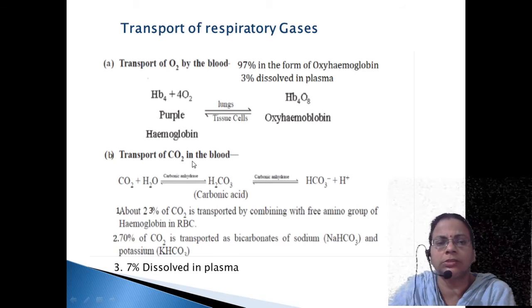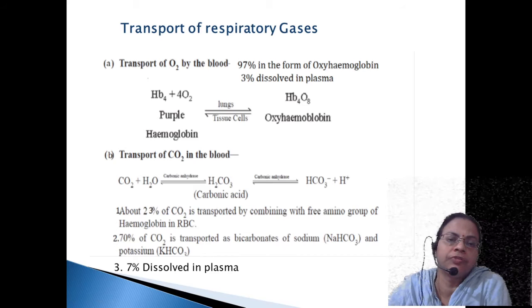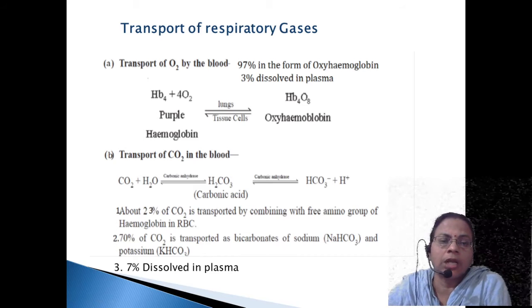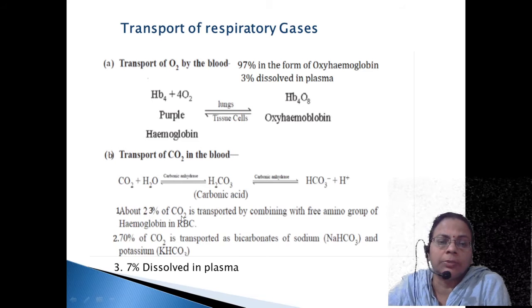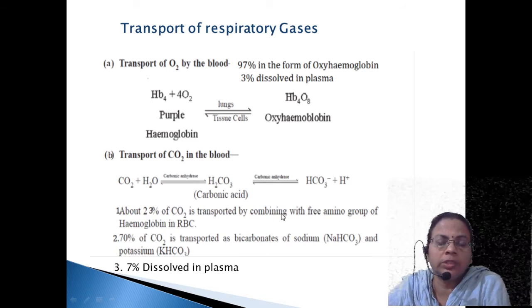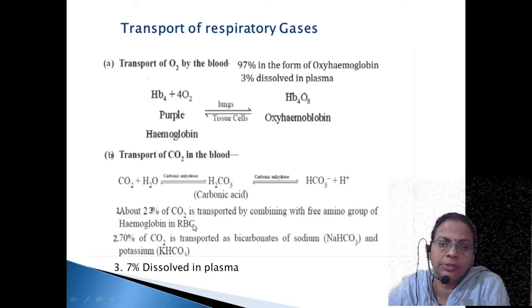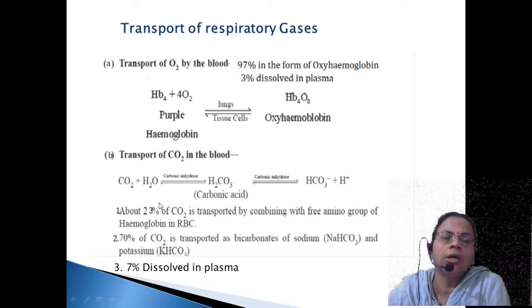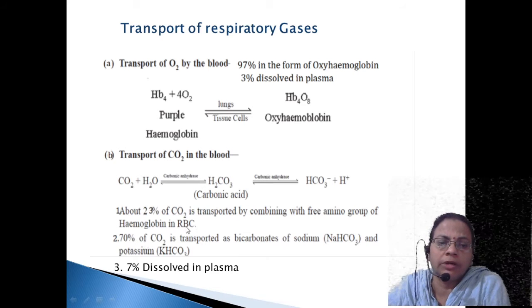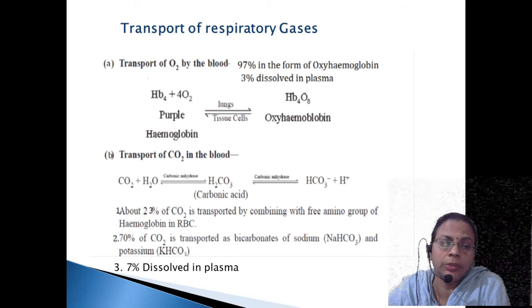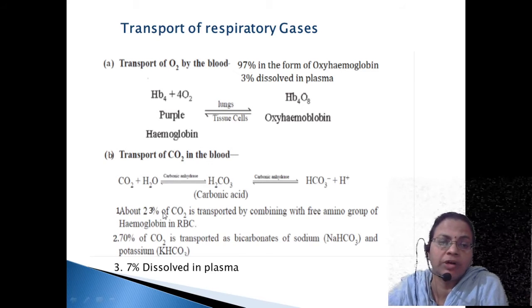Then the second method is the transport of carbon dioxide in the blood. Here the carbon dioxide can take 3 different methods. The first one: 23% of the carbon dioxide is transported by combining with hemoglobin itself, that is in the RBC. That component is called carbaminohemoglobin. Okay, 23% is in the form of carbaminohemoglobin.